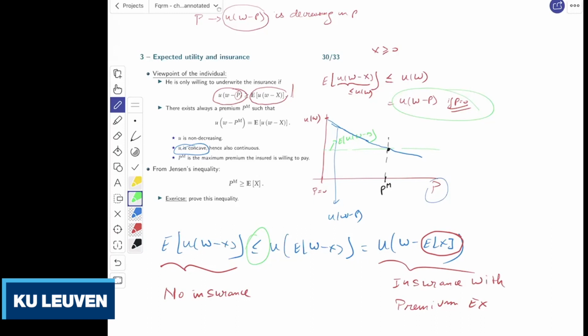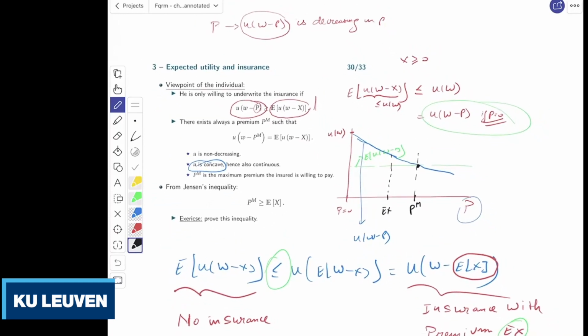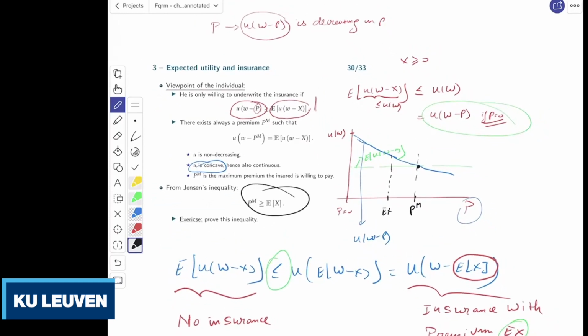So the expectation of X is somewhere, say, here. It can be equal to PM, but it can never be larger than PM. Because a premium equal to expectation of X means I take insurance. So it should lie in the interval 0 to PM. And that's what we have here.